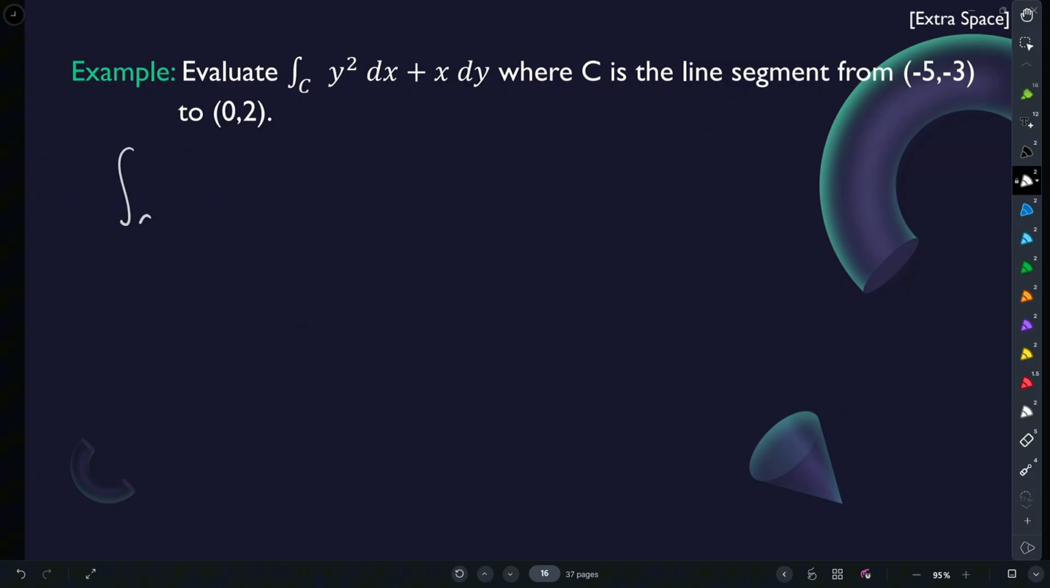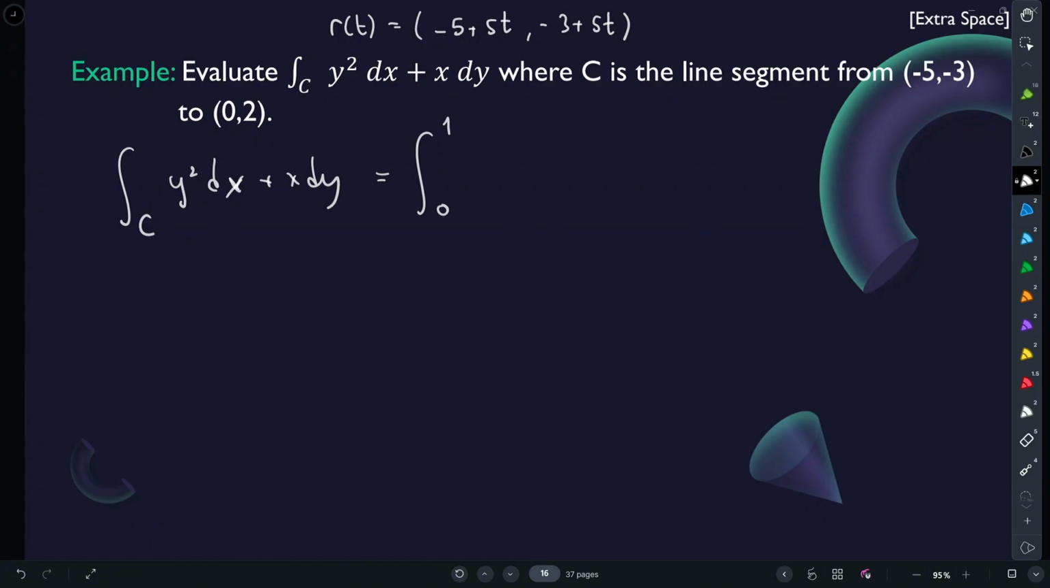Okay, so now I can do my integral. The integral over C of y squared dx plus x dy, with respect to the parameterization, is going to be, as I said, my time goes from 0 to 1 in dt. My parameterization, though, I have to write it somewhere. I have to remember it. It was minus 5 plus 5t, minus 3 plus 5t.